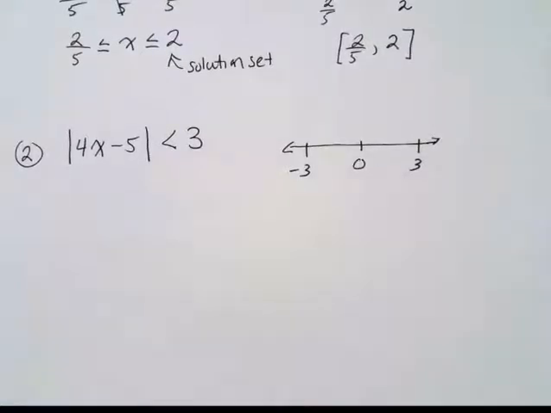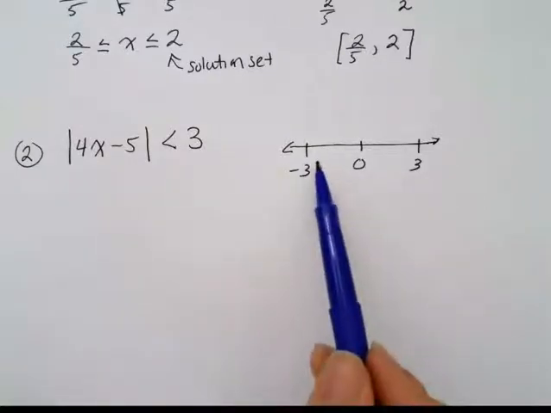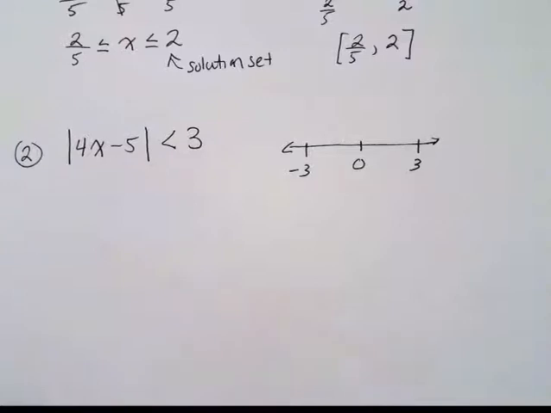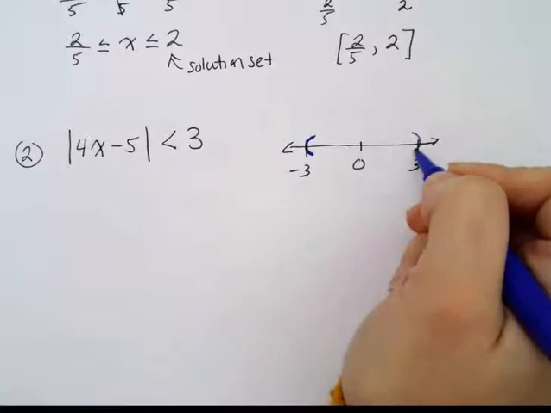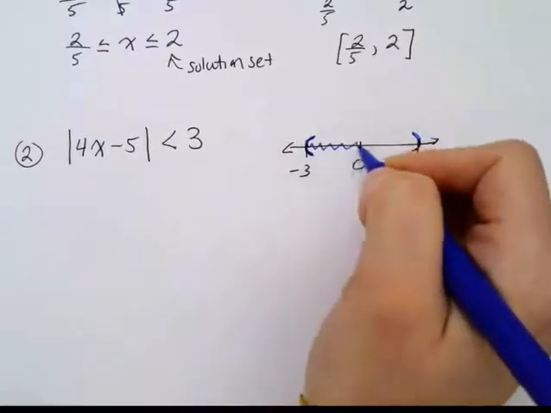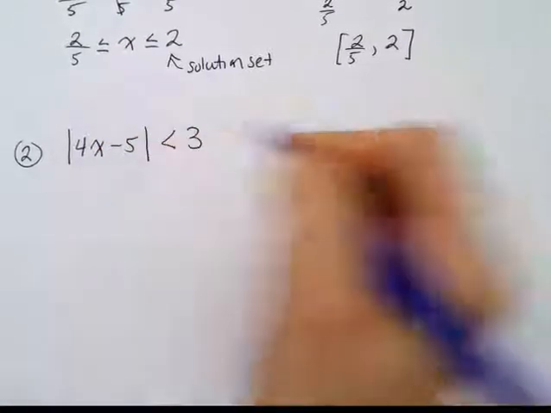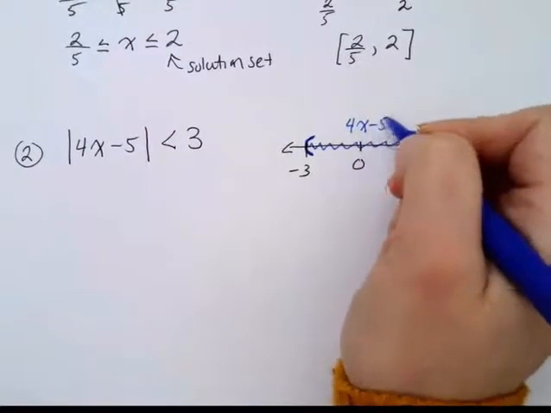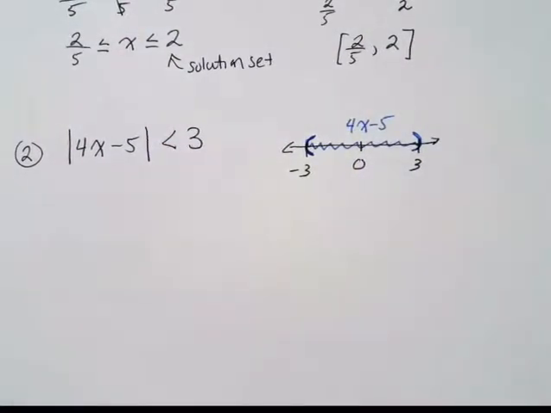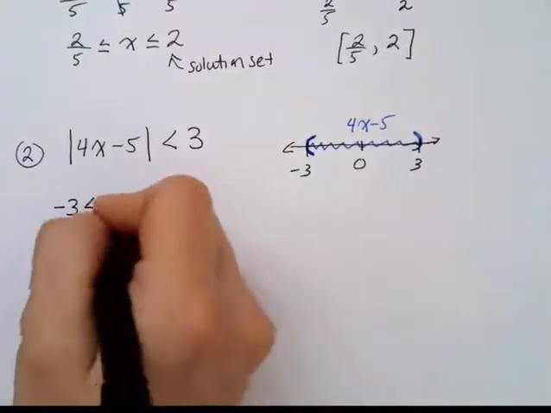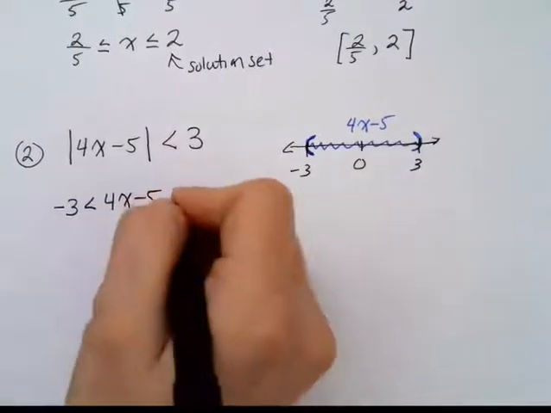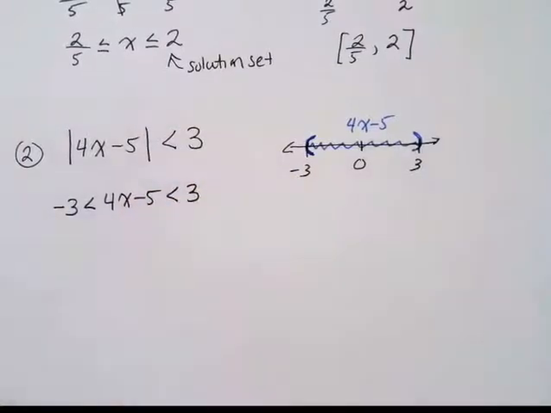So what that means is that I'm not including 3 and -3 in the values that this expression can be equal to. I want to be careful not to say solution set because I'm not looking yet at the solutions. So I have parentheses around those. I'm shading that in between, but that's where this expression 4x minus 5 lives. So that means that 4x minus 5 is between -3 and 3, but not including those endpoints. -3 is less than 4x minus 5, which is less than 3.